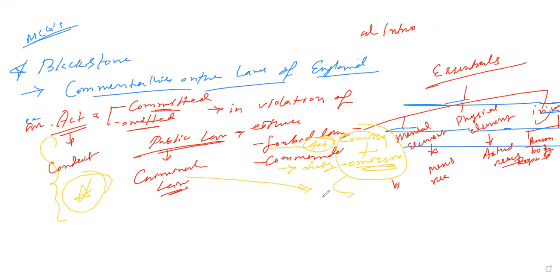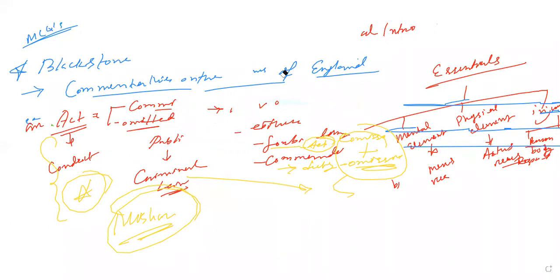Then we have other definitions, like Stephen's: a crime is a violation of a right considered in reference to the evil tendency of such violations as regards the community at large. So you can read the Misra book, and you can find many other definitions that will be relevant. After that, we're going to discuss the essentials.